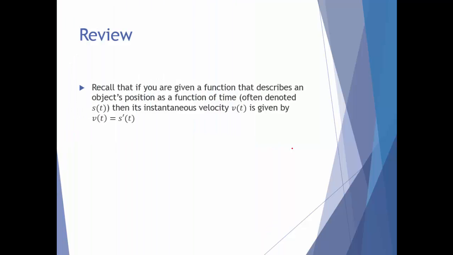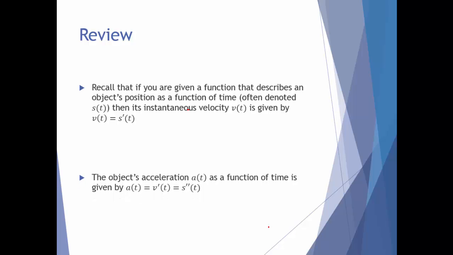So recall that if you're given a function that describes an object's position as a function of time, which a lot of times we will denote s of t. It doesn't have to be. It can be f of t. It can be any letter that you choose. But very often we'll use s of t. Then its instantaneous velocity, v of t, is given by the first derivative of the position function.